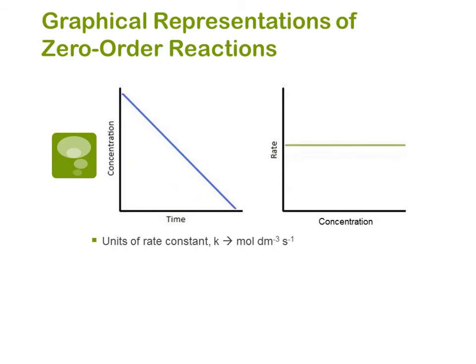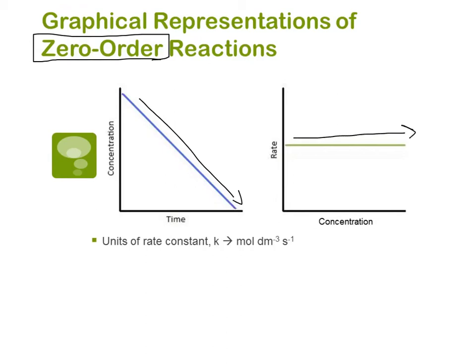The last thing we need to do with rate laws is just go over some general shapes of graphs and what they look like. If we have a zero order overall reaction, we looked at concentration versus time, it would be a straight line with a decreasing slope. If we were to plot the rates then versus concentration, it would be a straight line. The units of the rate constant would be moles per decimeter cubed per second.